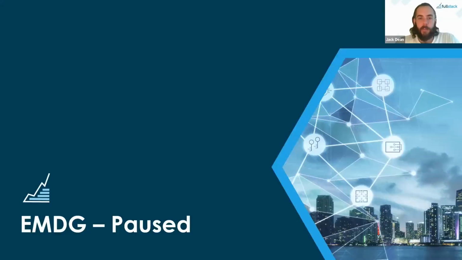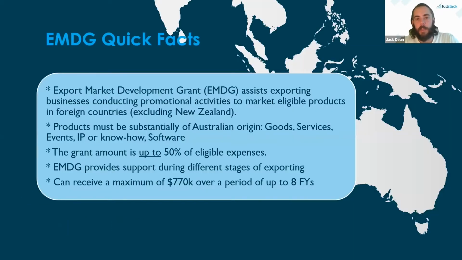EMDG, the Export Market Development Grant, is a program that has been going for years and years. Last year, in the 22 financial year, the program changed from a retrospective reimbursement program to a more prospective program. There were some issues with doing that in the year, where it was partially retrospective and partly prospective.